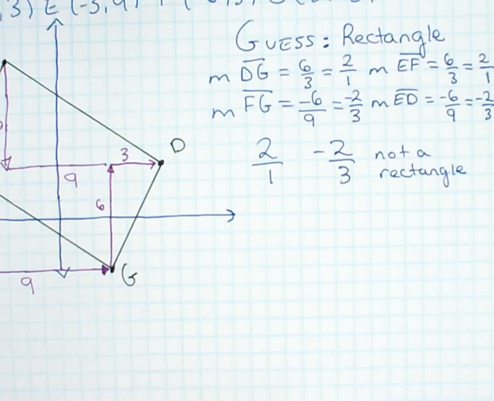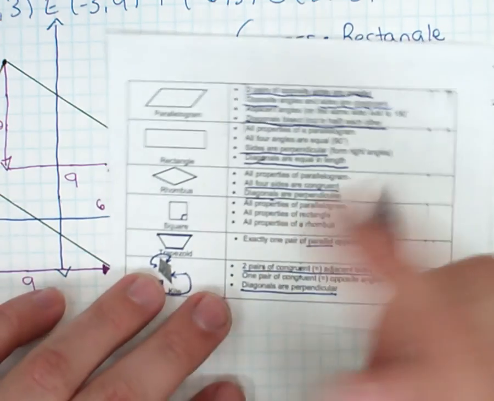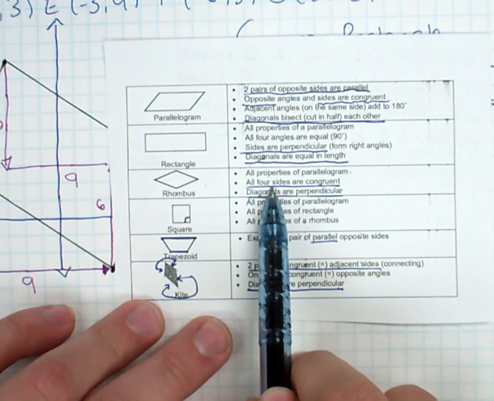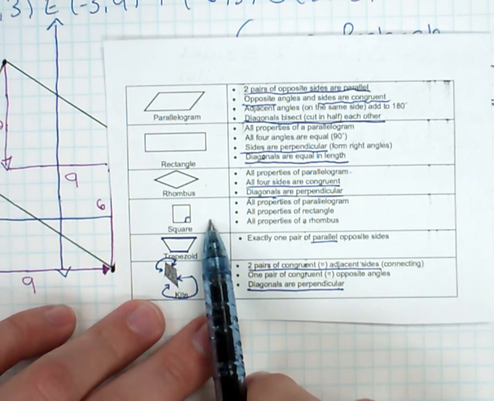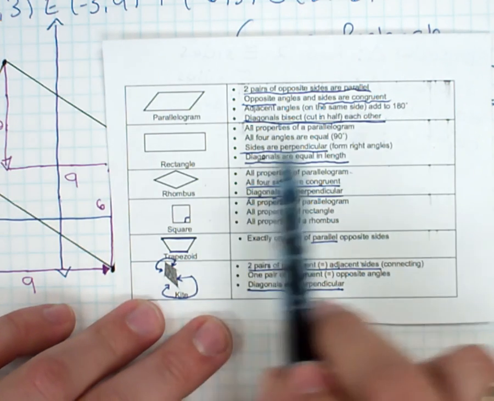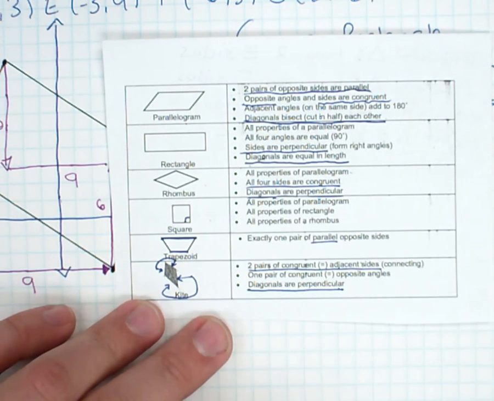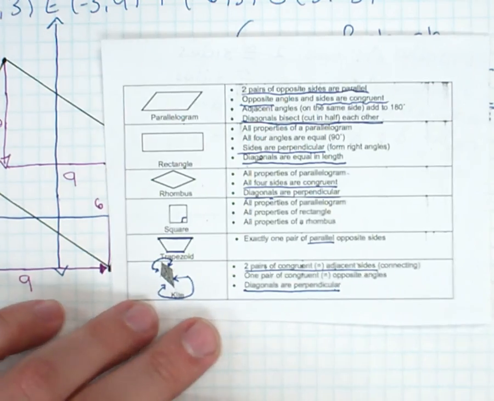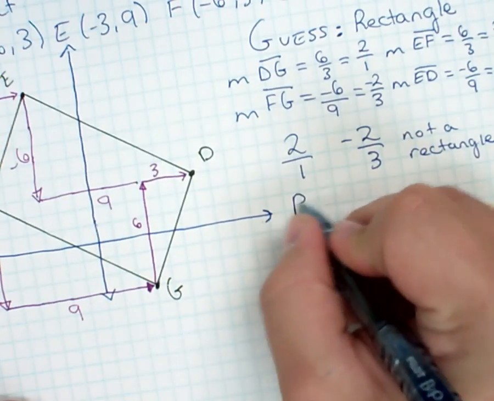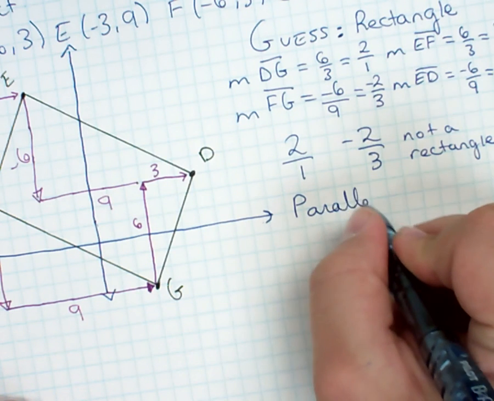Okay, so which of these can we rule out? We know it's not a rectangle. Is it a rhombus? Are all 4 sides congruent? No. Okay, is it a square? No, because not all sides are perpendicular. Good. So it's neither of those, so what are we left with? Parallelogram. Yeah, that. Yes, so it is a parallelogram.